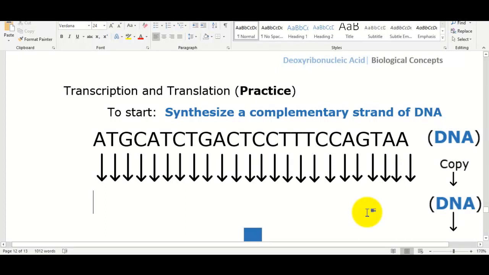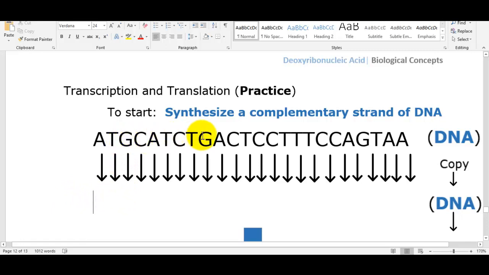Now, here's the opportunity to practice, to put everything together, to join all the information we just went over. We're going to do transcription first and then translation. First thing we're going to do, so DNA, copy DNA. So we're going to make an opposing strand of DNA.